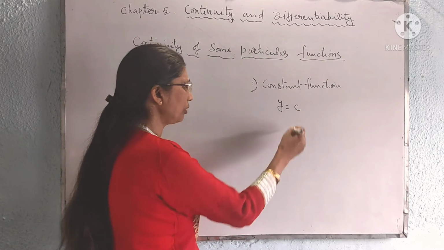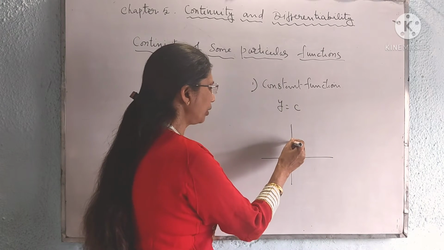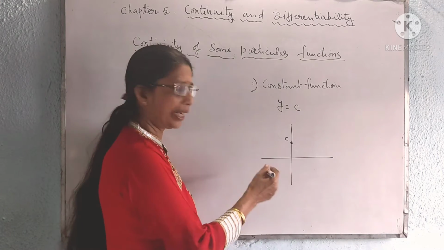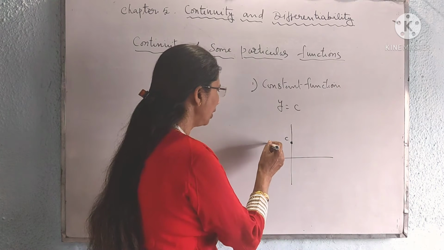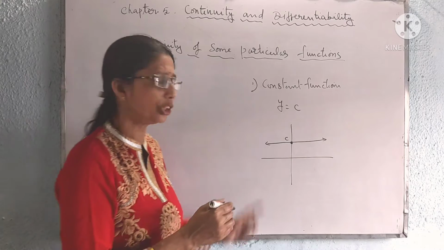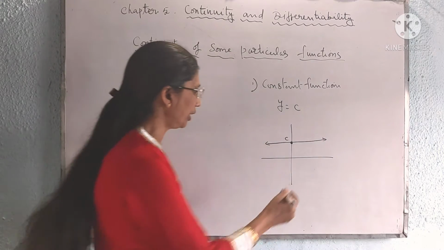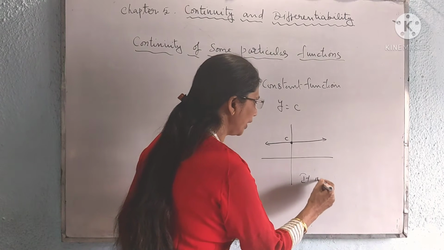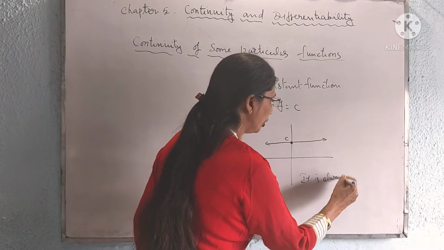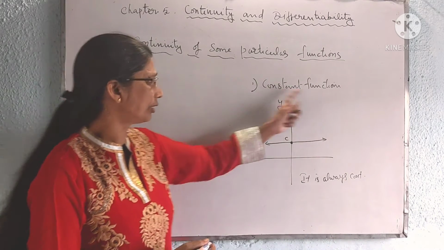Y equal to C means when we are drawing the graph, y equal to C, this is the point C. For all real numbers, the point C, it is continuous. It will go from minus infinity to plus infinity. That means y equal to C, the constant function, is always continuous. Okay, this is for the constant functions.